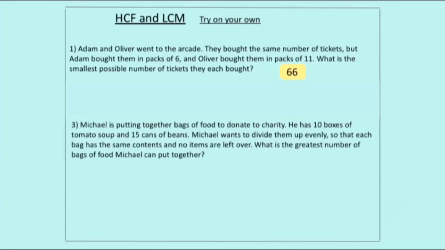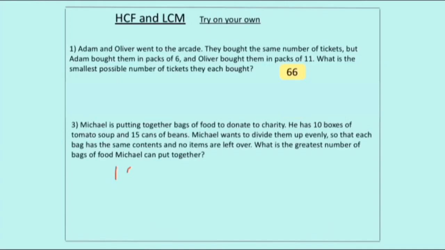Here we have a bigger question over here. Michael is putting together bags of food to donate to charity. He has 10 boxes of tomato soup and 15 cans of beans. Michael wants to divide them up evenly so that each bag has the same contents and no items are left over. What is the greatest number of bags of food Michael can put together? So this time we have to find the highest common factor of 10 and 15. So let's move on to finding the highest common factor.